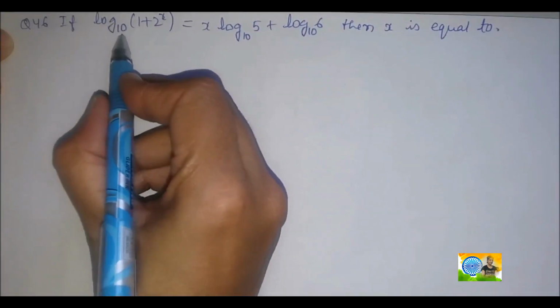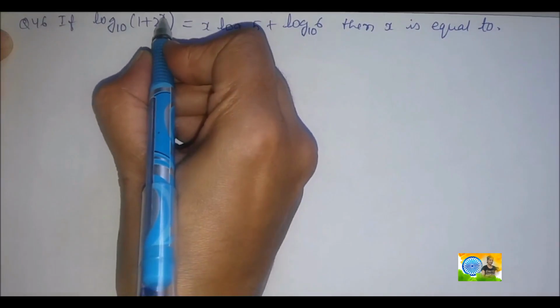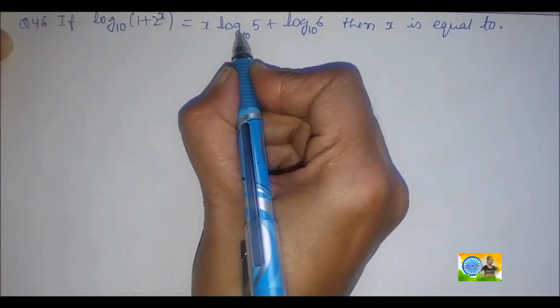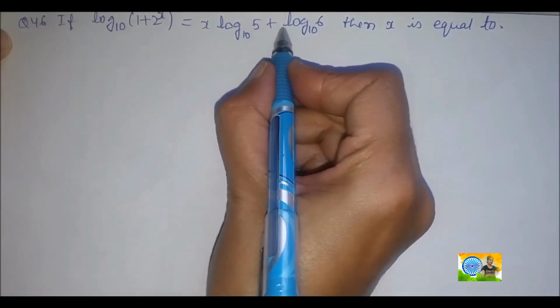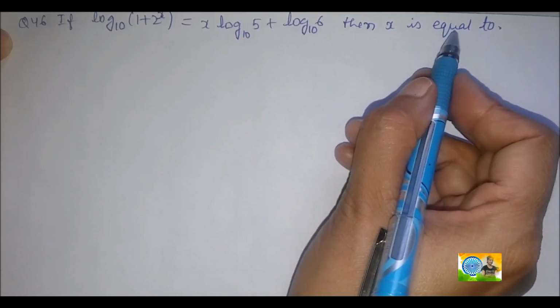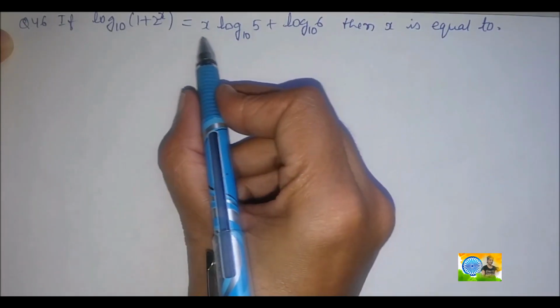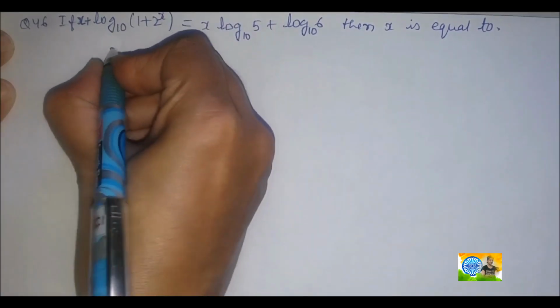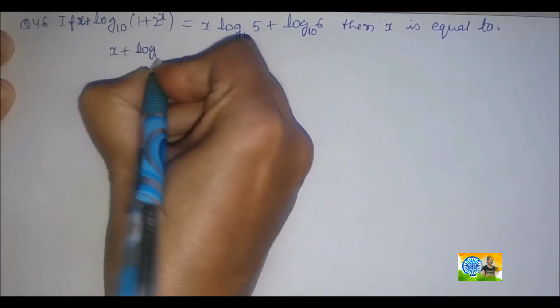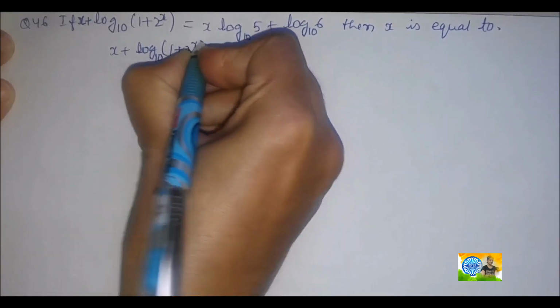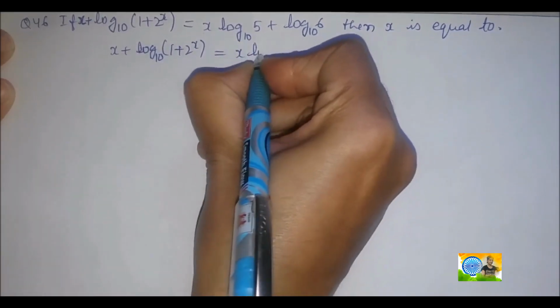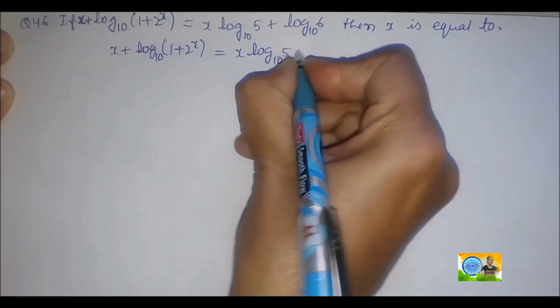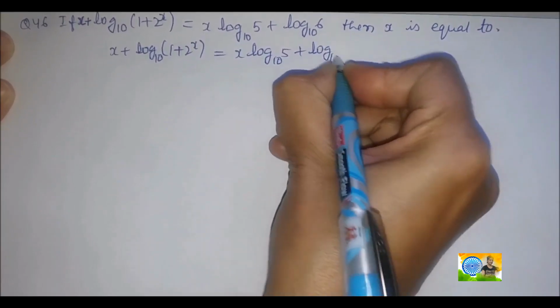If log to the base 10 of (1 plus 2 raised to the power x) is equal to x log base 10 5 plus log base 10 6, then x is equal to? Let us simplify this expression using basic log operations. The expression is x plus log base 10 (1 plus 2 power x) is equal to x log base 10 5 plus log base 10 6.